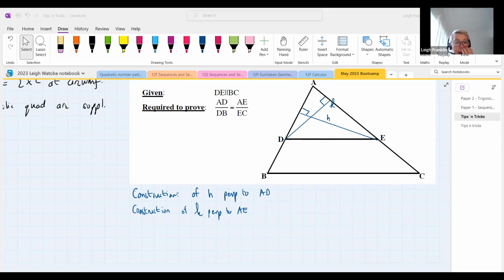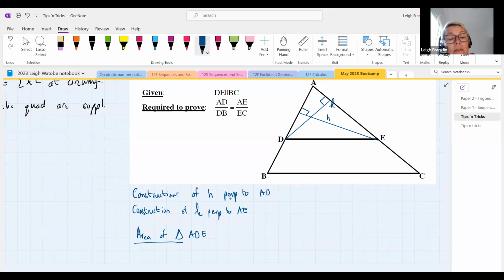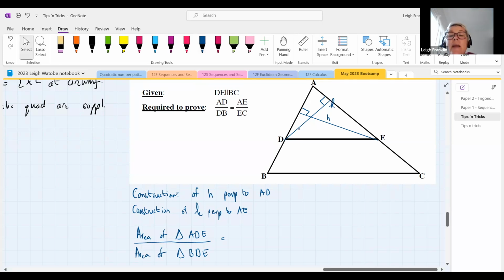So now we're going to work with the area of the triangles. The first triangle that we're working with is the area of triangle ADE. So we would take the area of ADE and we are going to divide that by the area of triangle BDE. When we're talking about the area of triangle ADE, it's this one over here up at the top.